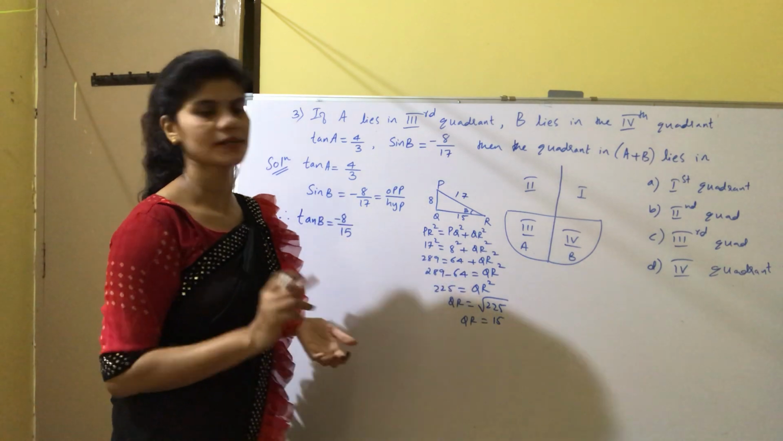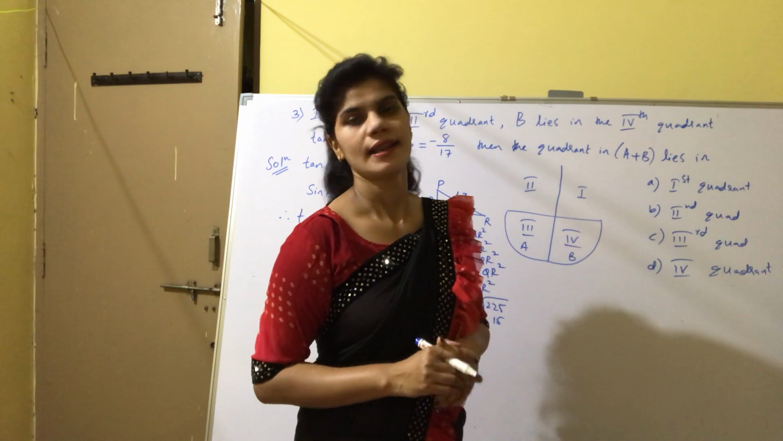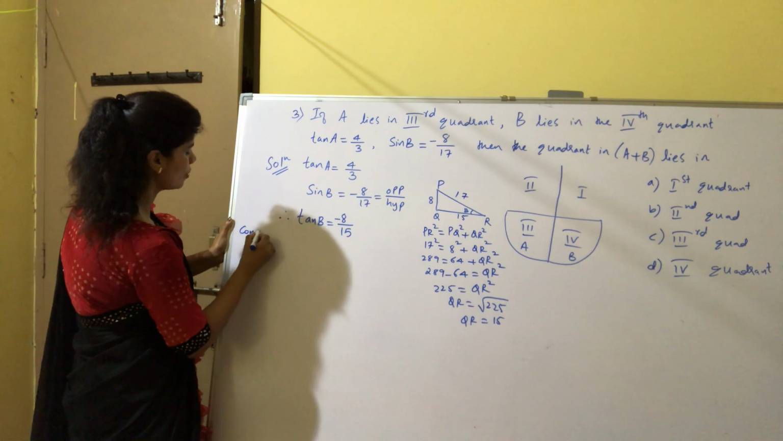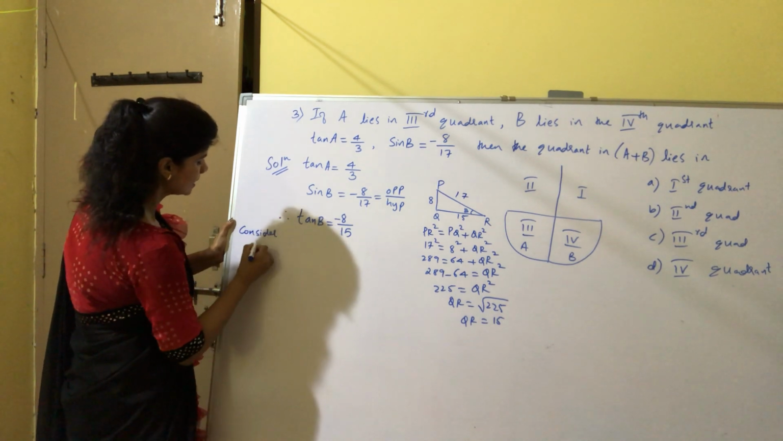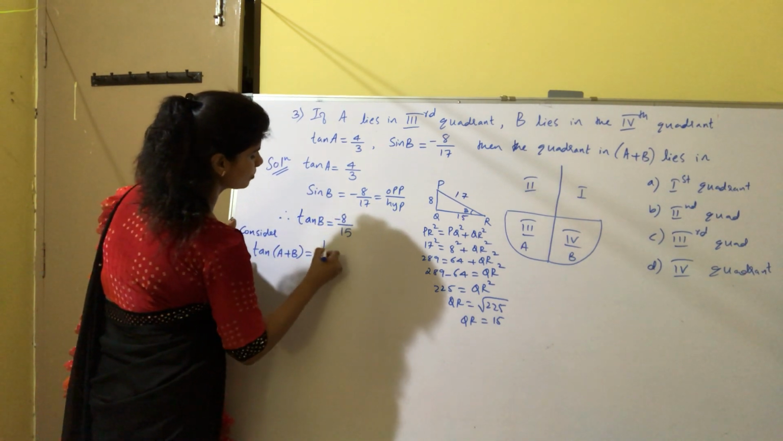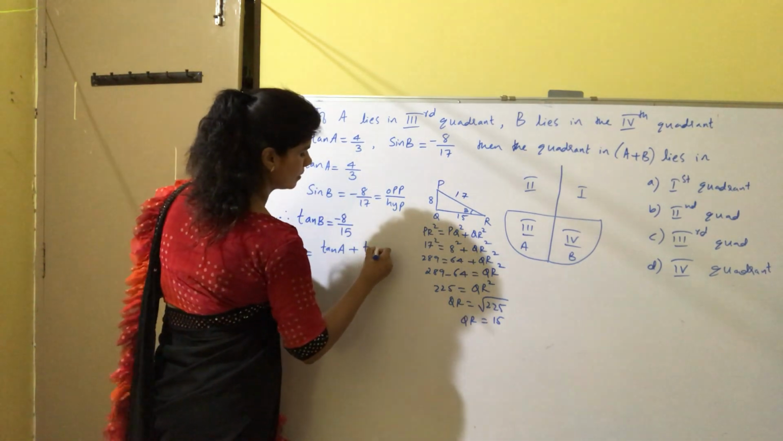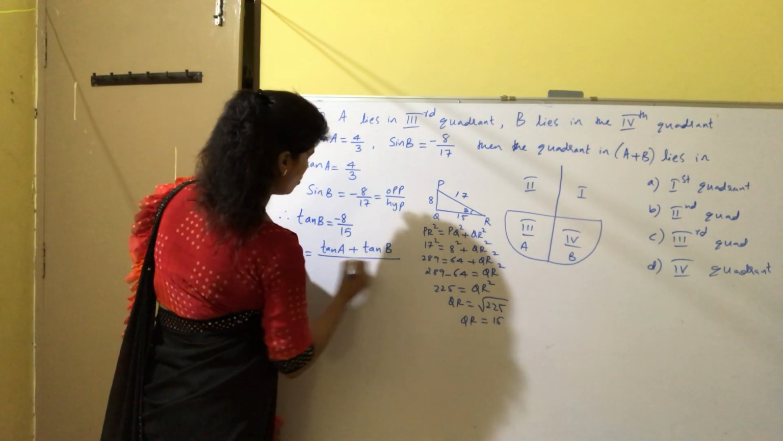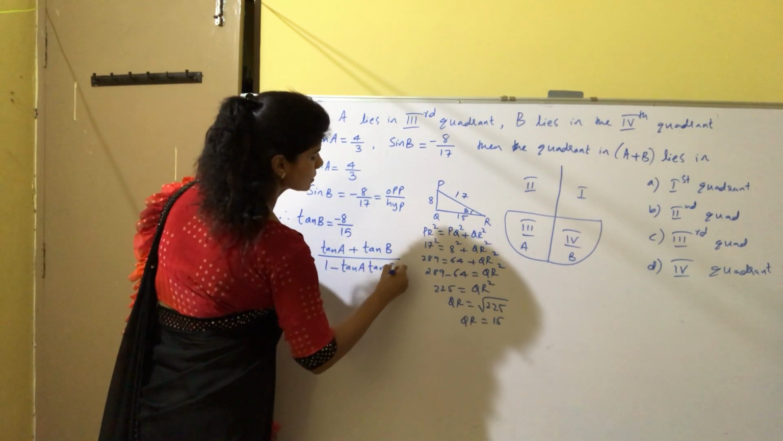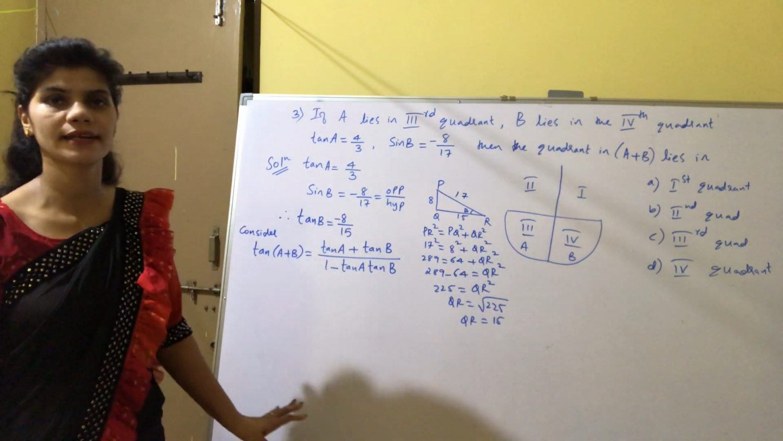Consider tan of A plus B, because our question is to find which quadrant the angle A plus B lies in. So consider the formula for tan of A plus B. The tan A plus B formula is what? Tan A plus tan B divided by 1 minus tan A into tan B. Okay, students, now replace the values of tan A and tan B and calculate the value.